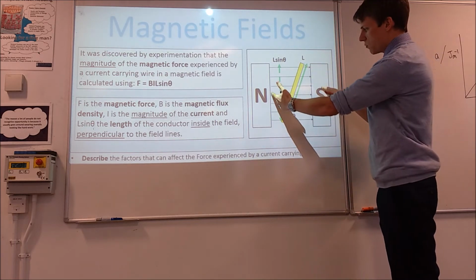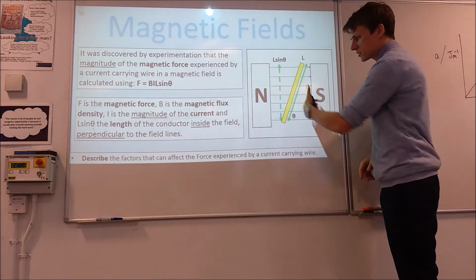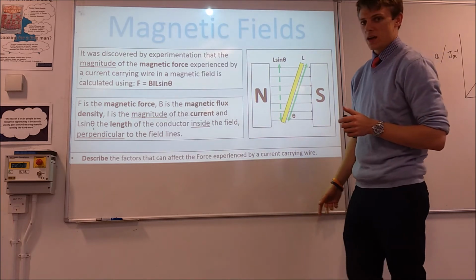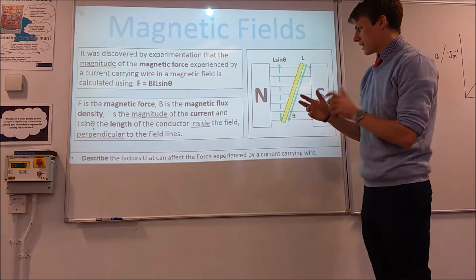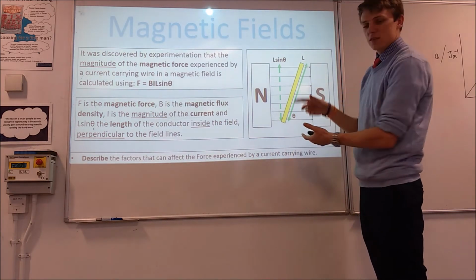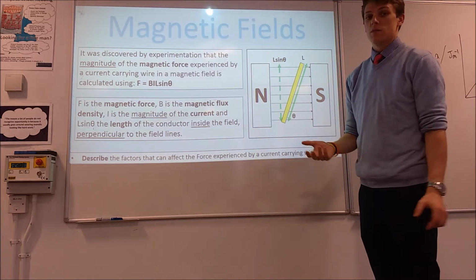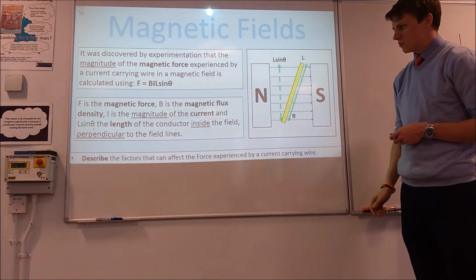But if the wire is parallel to the field, that would mean the velocity of the particles is parallel to the field, so it experiences no force. So that's why we've got this sine theta in there. We want to know the direction of the length, and we want to know the component of the length perpendicular to the field, because we want to know the velocity of the particles perpendicular to the field. So that kind of relates to what we've seen before.